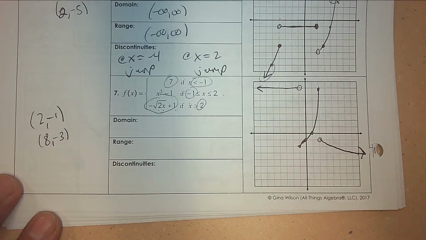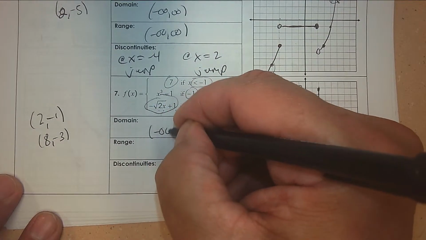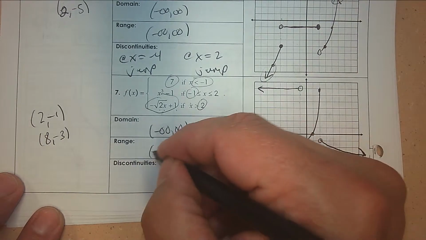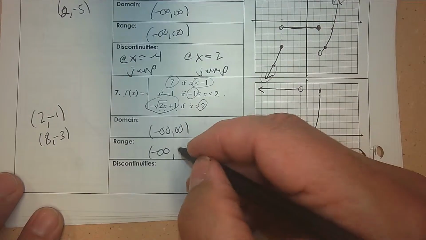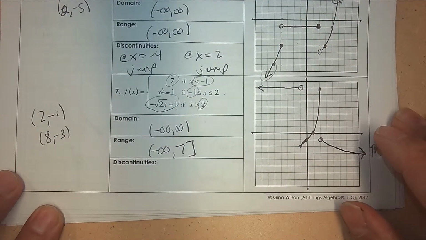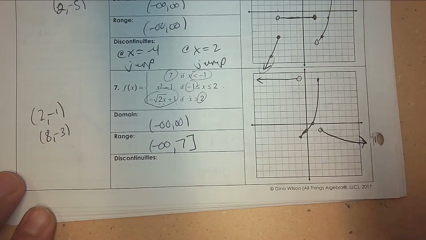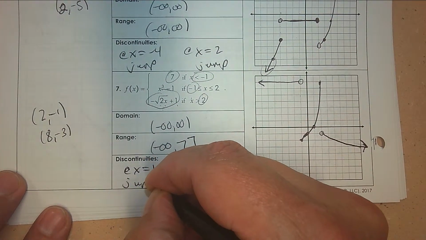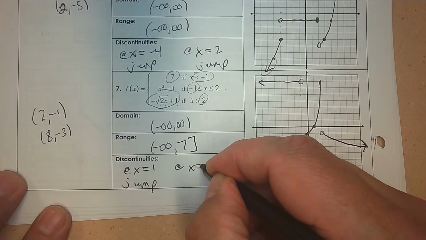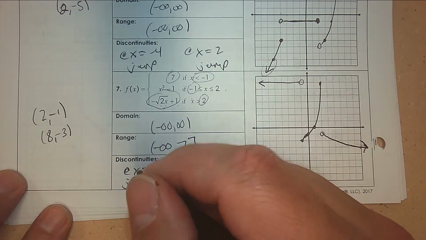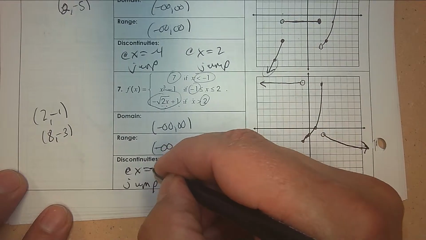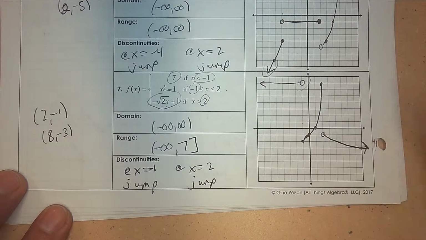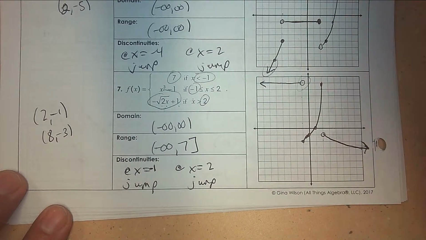The domain is all real numbers. The range, well, the bottom is negative infinity, but the top is actually the horizontal line, which is 7, and it's included. But there's nothing above 7. Discontinuity, there's 2 of them. One is at x equals 1, and it's a jump. And the other is at x equals 2, and it's a jump. Sorry, this should say negative 1. Both are jumps. So at x equals negative 1, we have a jump, and at x equals 2, we have a jump. So good practicing piecewise.